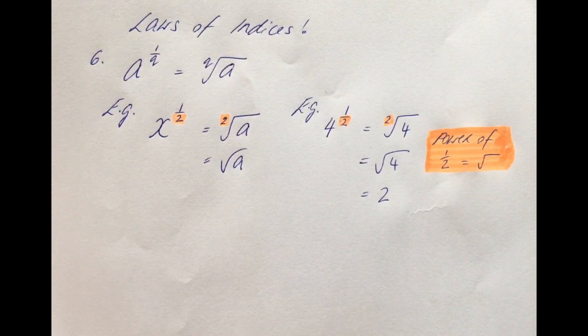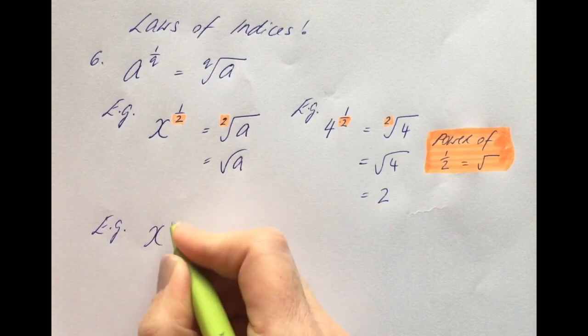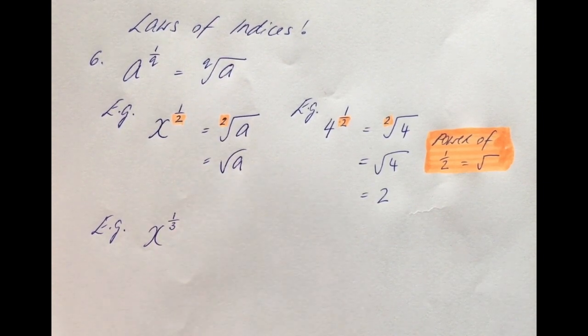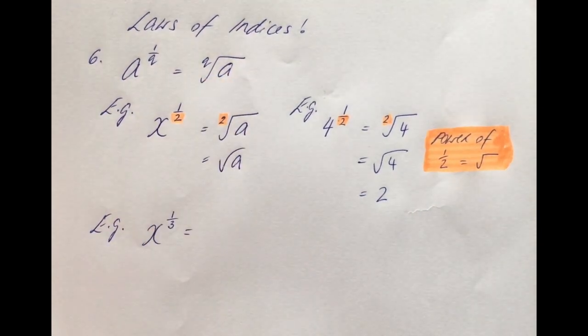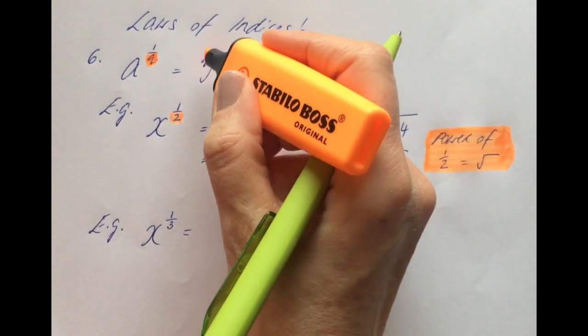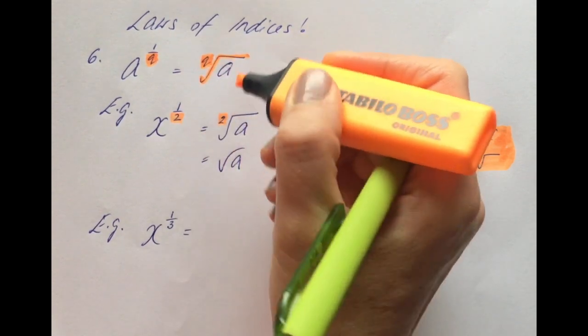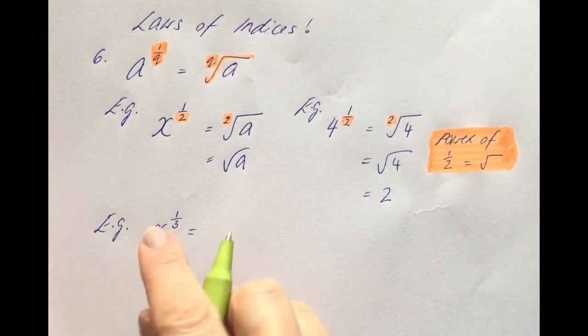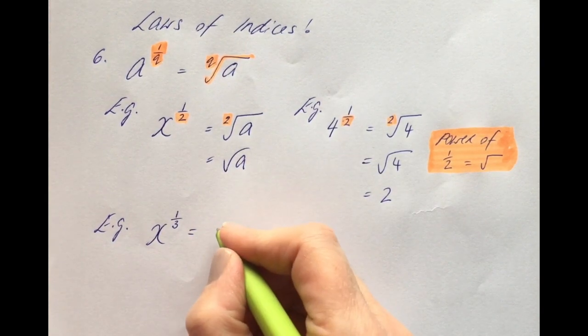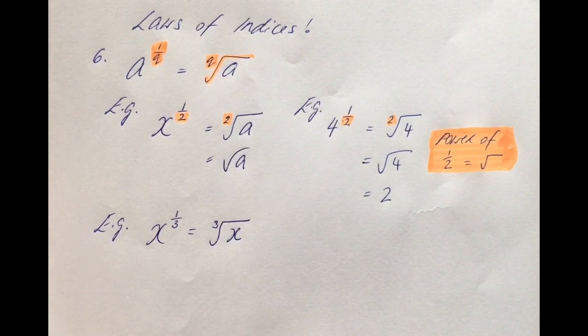Now, what if the power is not a half? Let's have a look at that. Let's say you have x to the power of 1 over 3. Following our law from up here, the minute you see it's a fraction, we know it's going to be a root, and this denominator here tells me what kind of root it's going to be. So x to the power of a third is going to be equivalent to the cubed root of x. That's another way of writing it, the cubed root of x.